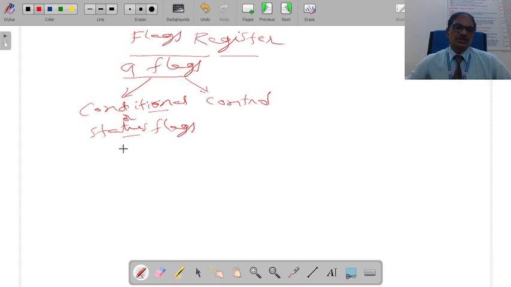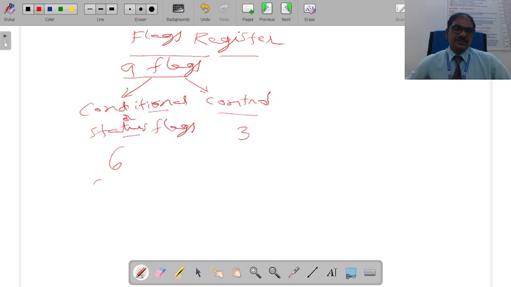Okay, a total of 6 conditional or status flags are present in the 8086, and then control flags. These flags control the behavior of the 8086. The 8086 performance is controlled by these flags, so the name control flags is given to them. There are a total of 3 control flags and 6 status flags.